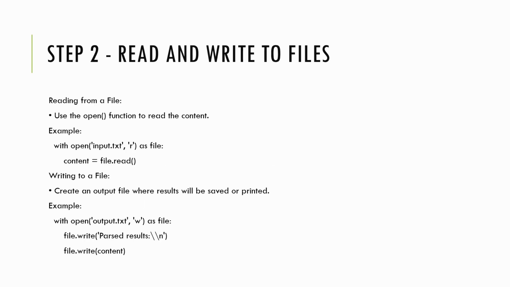Next, let's look at how we will read and write files. In Python, we can use the open function to read from a file. Here's an example. With open('input.txt', 'r') as file, content = file.read(). This reads the entire content of the file. Once we have processed the data, we can write the results to an output file like this. With open('output.txt', 'w') as file, file.write(parsed_results). This will allow us to capture and save the parsed data.